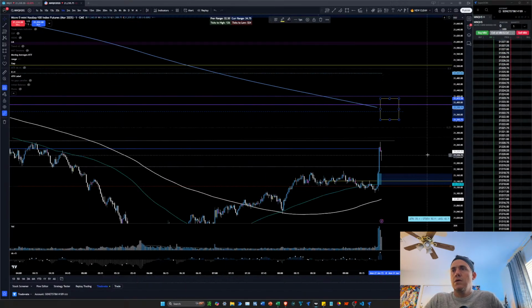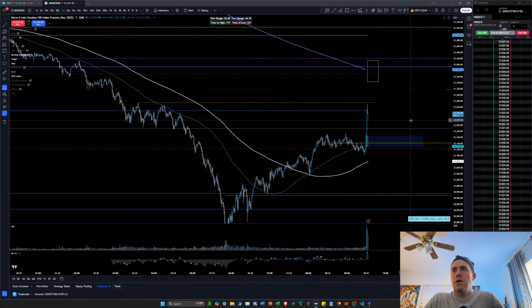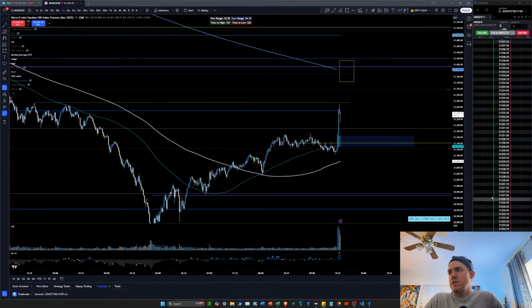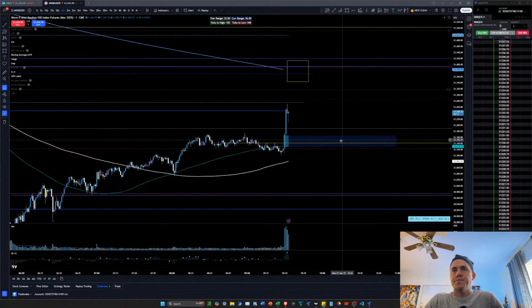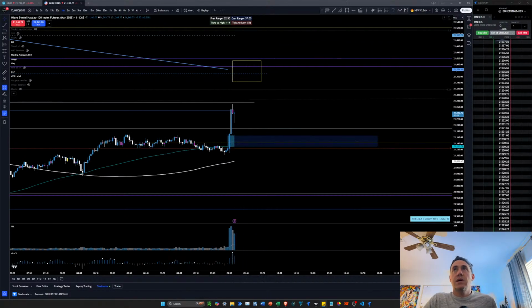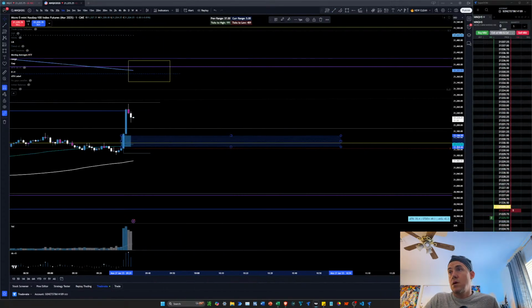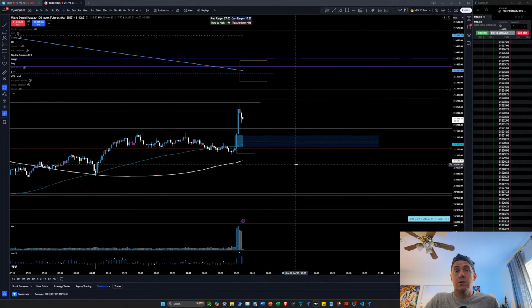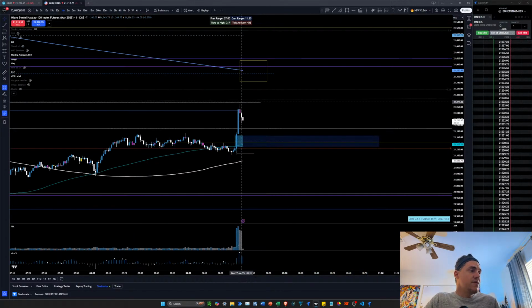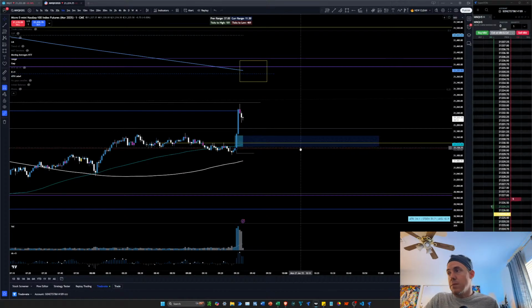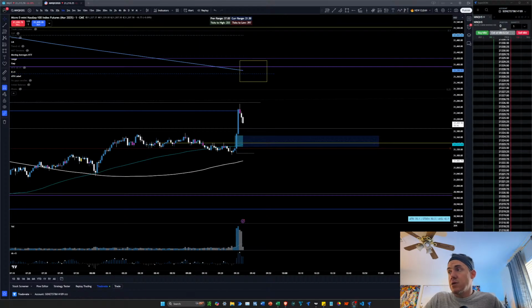As far as a long, let's see. As far as a long, could possibly take a long from initial imbalance. Let's see. This initial imbalance is almost 40 points. So that's very, very big. Would definitely need to find an entry on the lower time frame. Yeah, definitely need to find an entry on a lower time frame if I'm going to take a long from there.